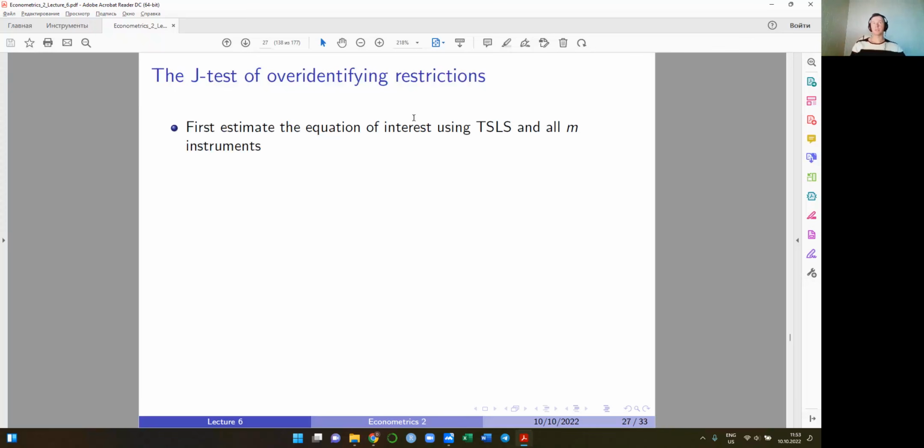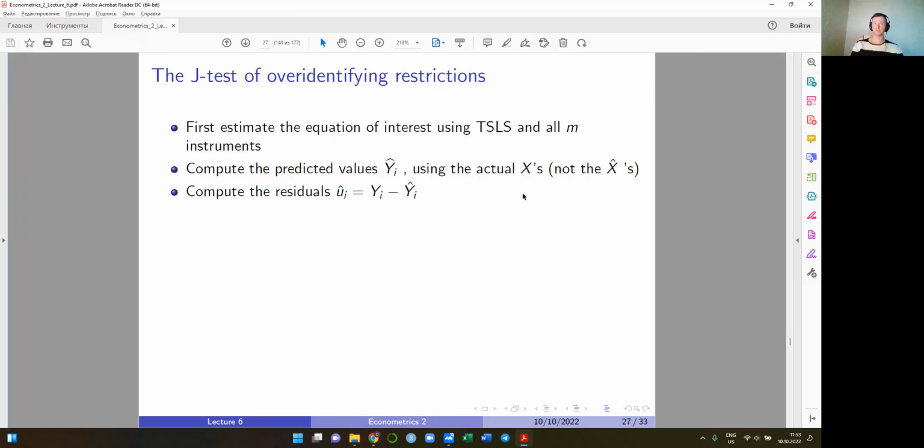So first we estimate the equation of interest using two-stage least squares and all M instruments. We already did it for cigarettes demand. Then we compute the predicted values of Y hat using the actual observed values of the independent variables. Then we compute residuals. All the steps must be familiar to you from the first econometrics course, nothing new here. And then we regress these residuals against the set of instruments and control variables.